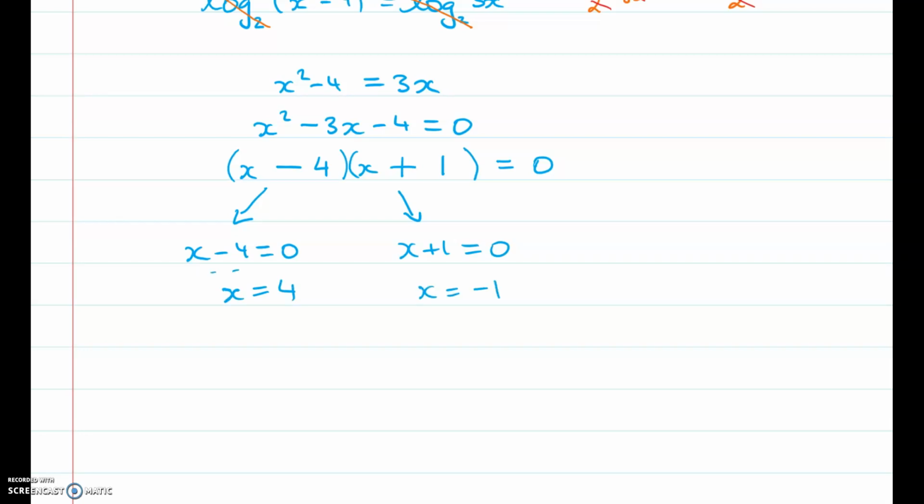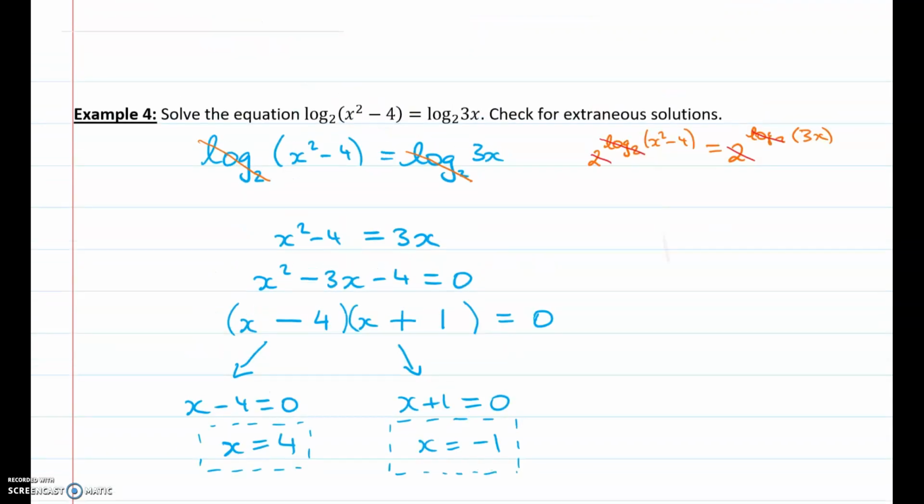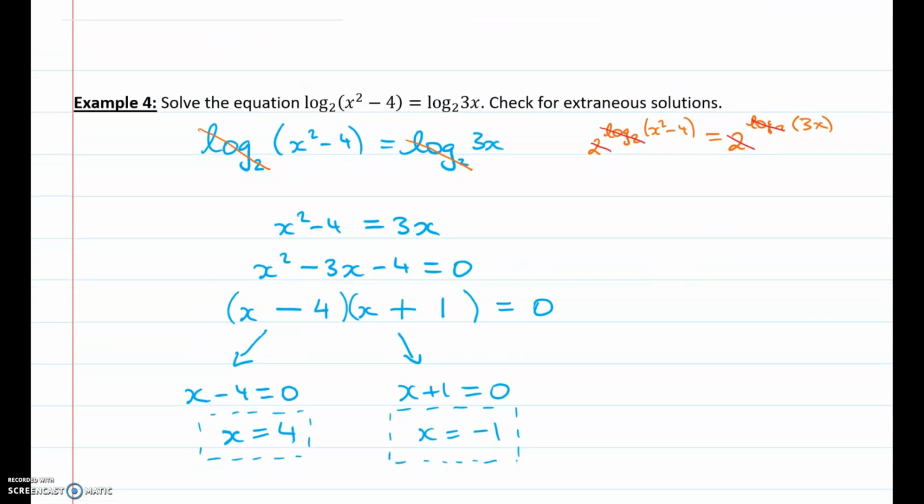I'm going to use a dashed line for these because there's still some work to do, but it looks like we have two possible answers, x equals 4 and x equals negative 1. But if you look back at this question, it did tell you to check for extraneous solutions, which is a hint that there's more work to do in this. And in fact, anytime you're dealing with a log equation, you should always check for extraneous solutions.